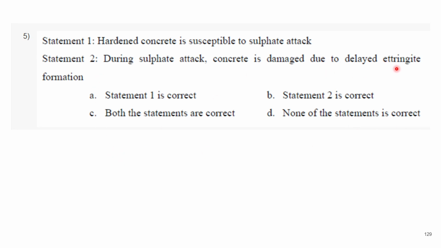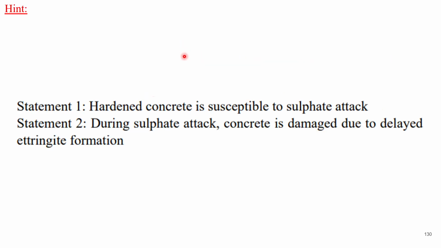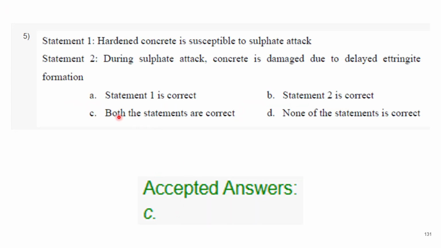So this delayed ettringite formation, if you remember, happens in internal sulfate attack. So statement 2 is correct, because it is a type of sulfate attack. And first statement, hardened concrete is susceptible to sulfate attack, that is also true. So it is susceptible to sulfate attack, and during sulfate attack, concrete is damaged due to delayed ettringite formation. So both are correct. So C is the correct option. Both the statements are correct.